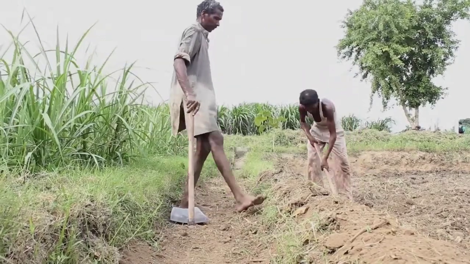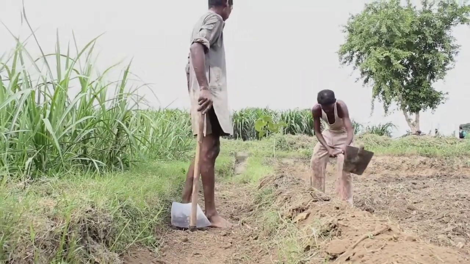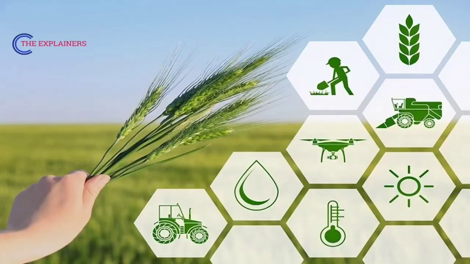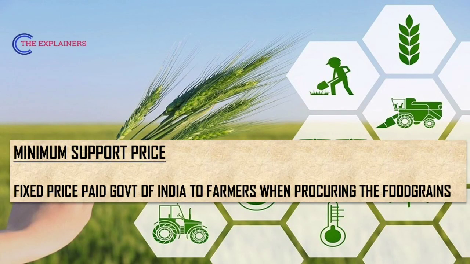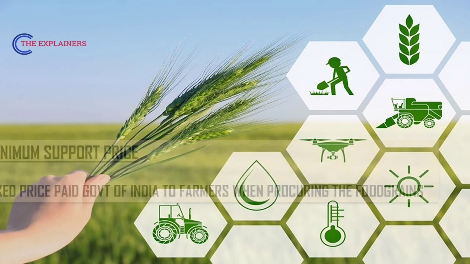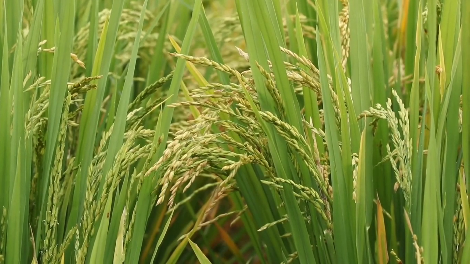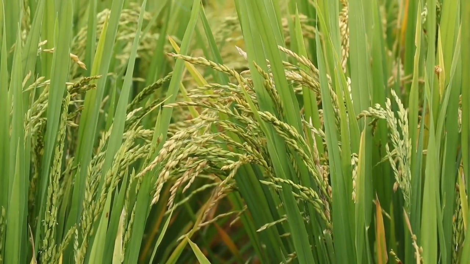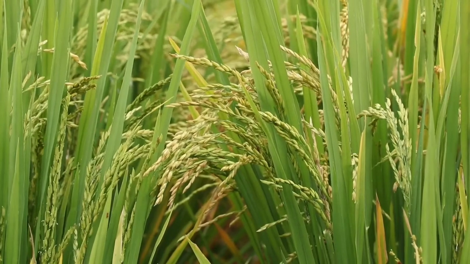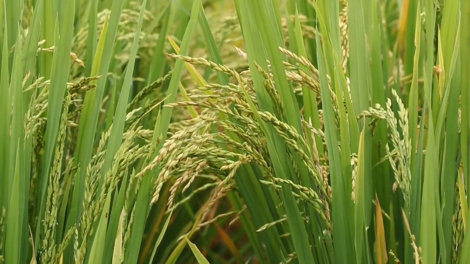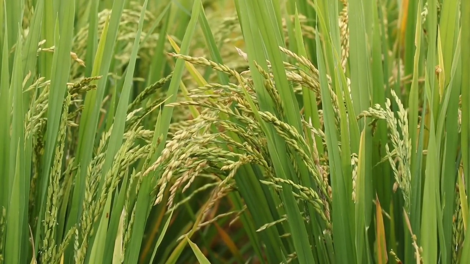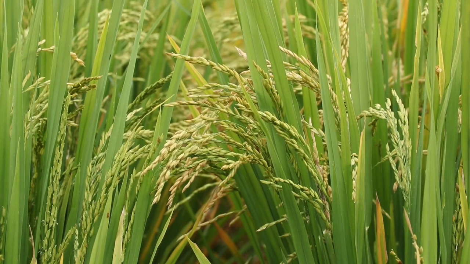Now, let us look into what MSP really means. MSP is a fixed price paid by the Government of India to farmers whenever they produce a particular crop. It is fixed prior to the sowing season to encourage higher investment and production of agricultural commodities. It is to be noted that MSP cannot be altered at any given situation.